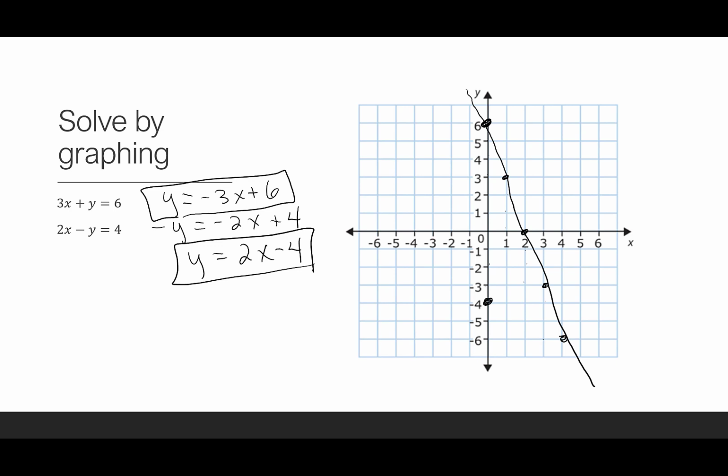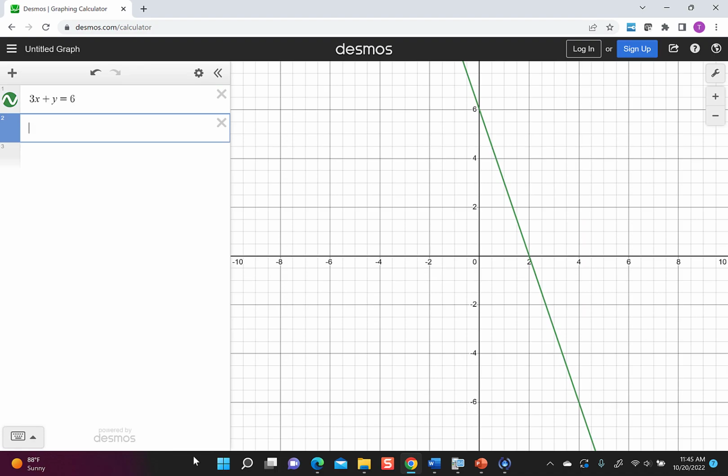Slope of 2 says up 2 over 1, then up 2 over 1, up 2 over 1. I'm going to try to connect those points. Really what's essential is that I see this point, which is (2, 0). And here I'm going to graph the lines as they were originally given: 3x plus y is 6 and 2x minus y is 4. I can see my point of intersection, which is on the x-axis at (2, 0). So we got the same thing, just did it a different way.